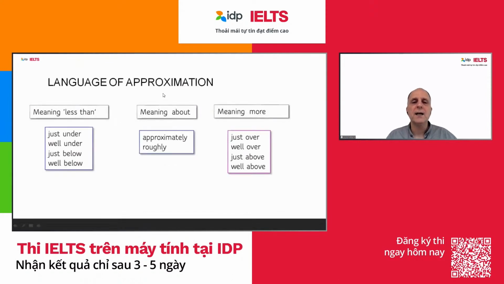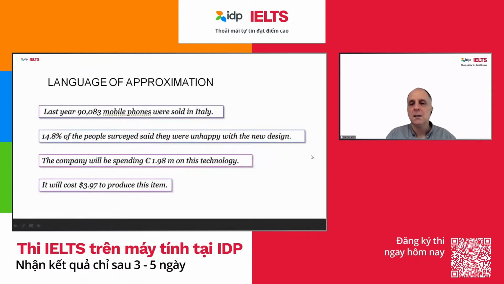Okay, so we also have approximation as well. We need to think about not just using exact numbers all the time. Okay, so for example here, last year, just over 90,000 mobile phones were sold in Italy. Just under 15% of people surveyed. The company will be spending just under 2 million euros on this technology, and it will cost just under $4 to produce this item. So approximations.